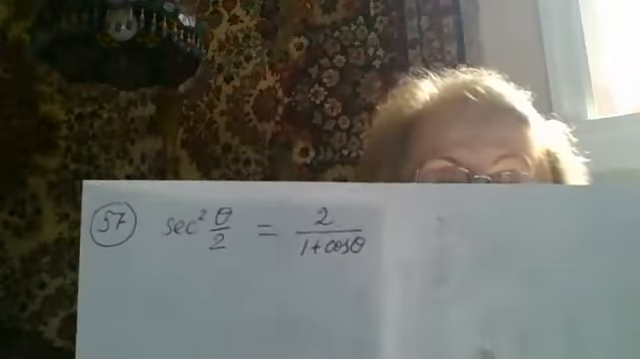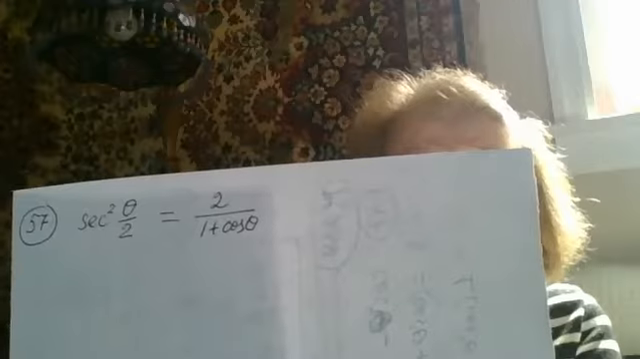Why did I choose that? Because it had secants. Number 57. What do we have here? Secant squared of theta over 2 equals 2 over 1 plus cosine theta. This is that problem.